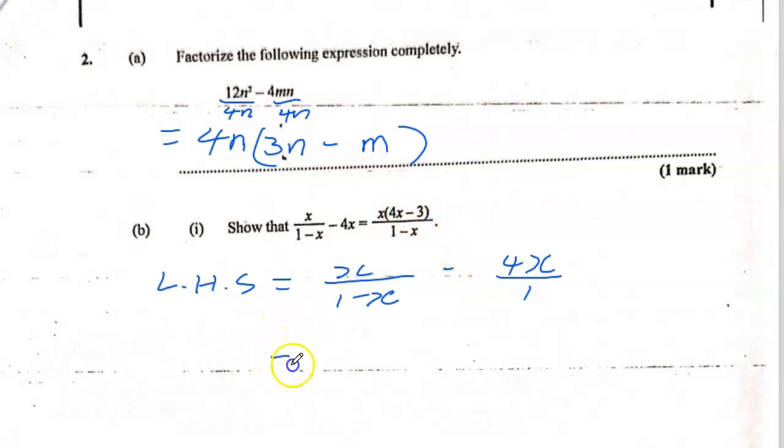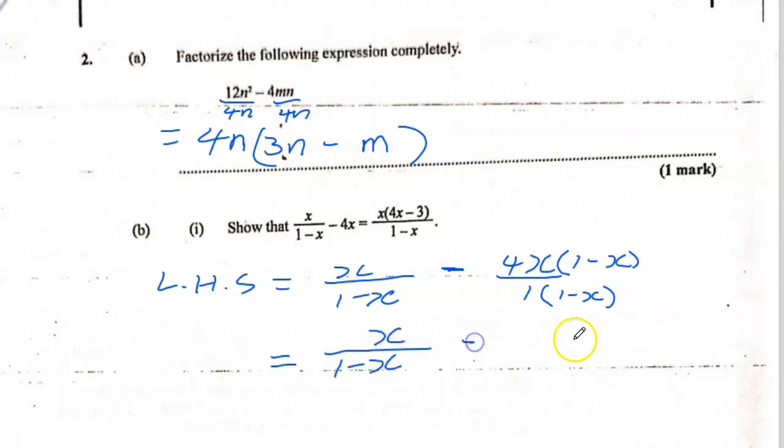Now, of course, we want a common denominator. We want both denominators to be 1 minus x. So, using the idea of equivalent fractions, I multiply the denominator here by 1 minus x, which means I also need to multiply the numerator by the same 1 minus x. Notice now both denominators are 1 minus x. This is x, and here the denominator, 1 times 1 minus x, of course, is 1 minus x.